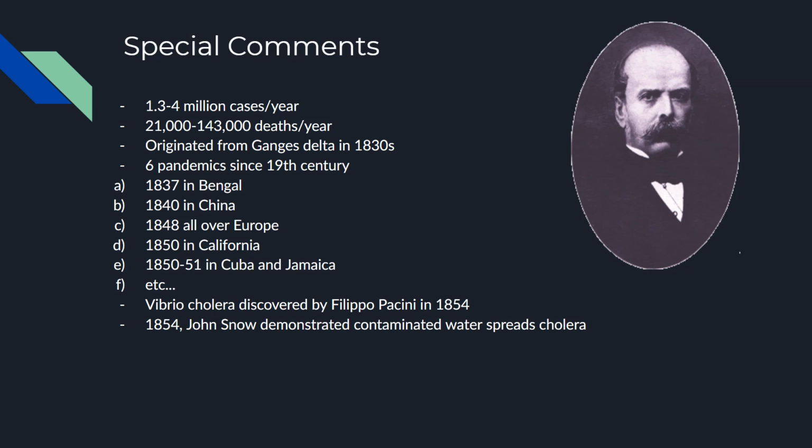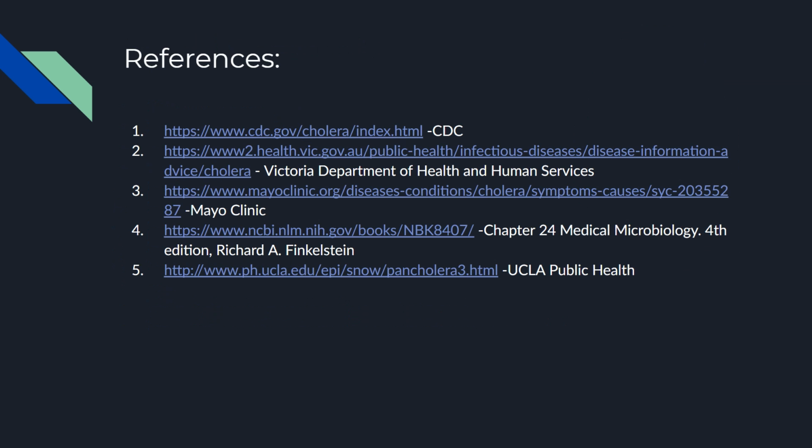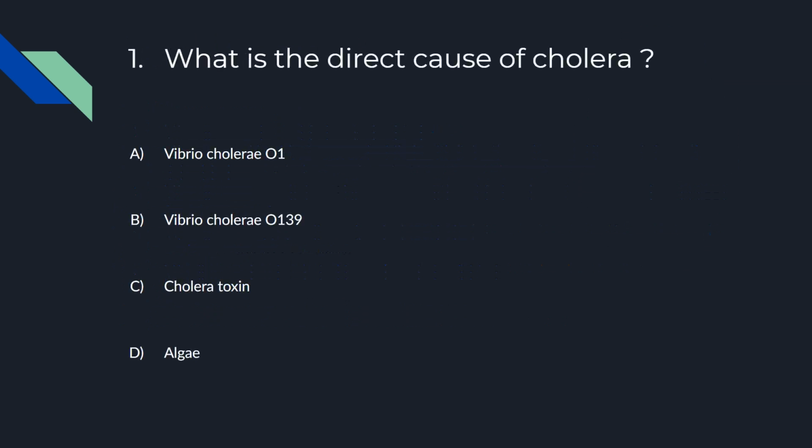The pathogen itself was also discovered by an Italian physician called Filippo Pacini in 1854. And at the same time, an English physician named John Snow demonstrated that it was contaminated water that spread cholera during an outbreak in London. You guys might have heard of him. Yeah. Did some interesting stuff.